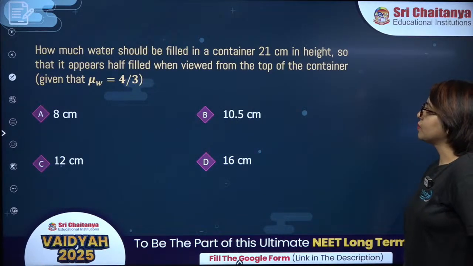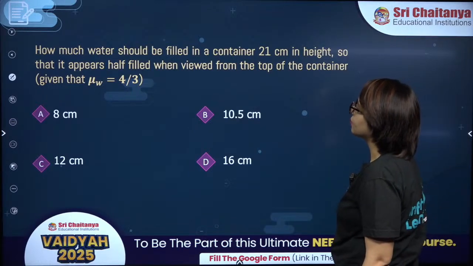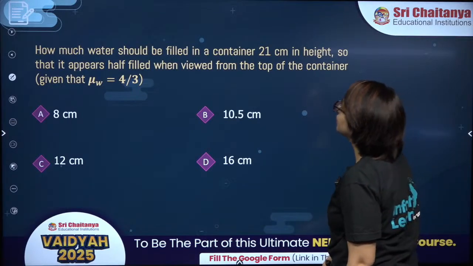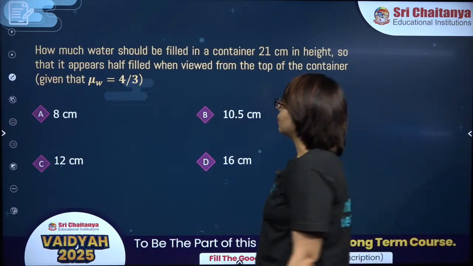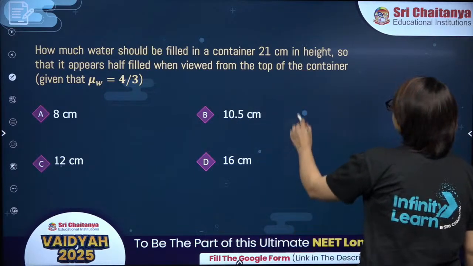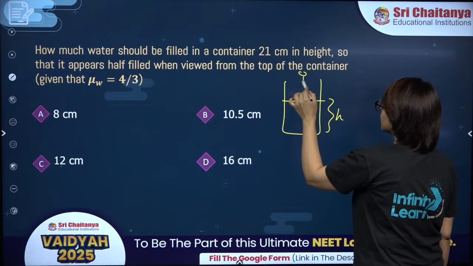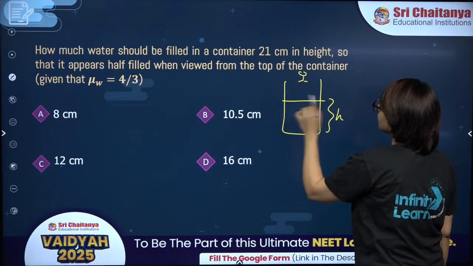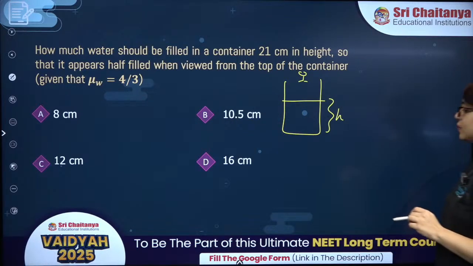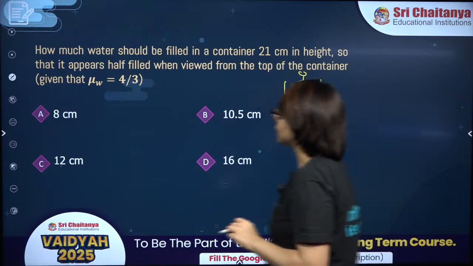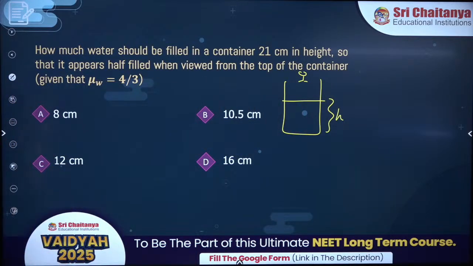How much water should be filled in a container 21 centimeter in height so that it appears to be half filled when viewed from the top of the container? You have to find up to what height we should put water in the container so that when you look from the top it appears half filled. Refractive index of water is 4/3.